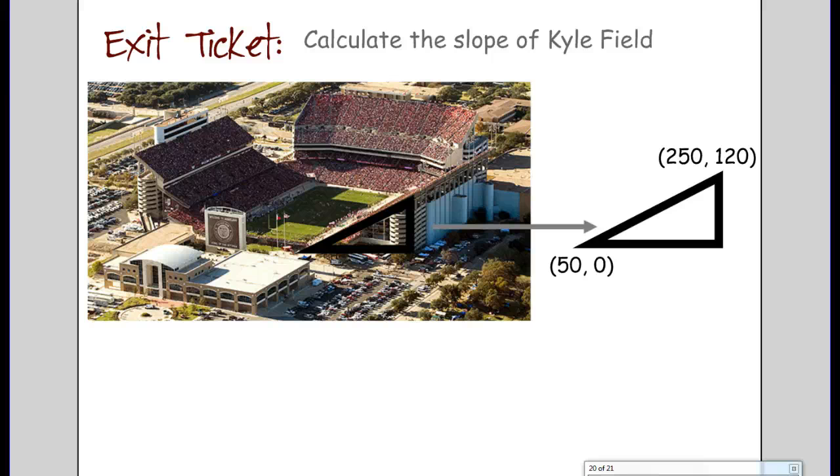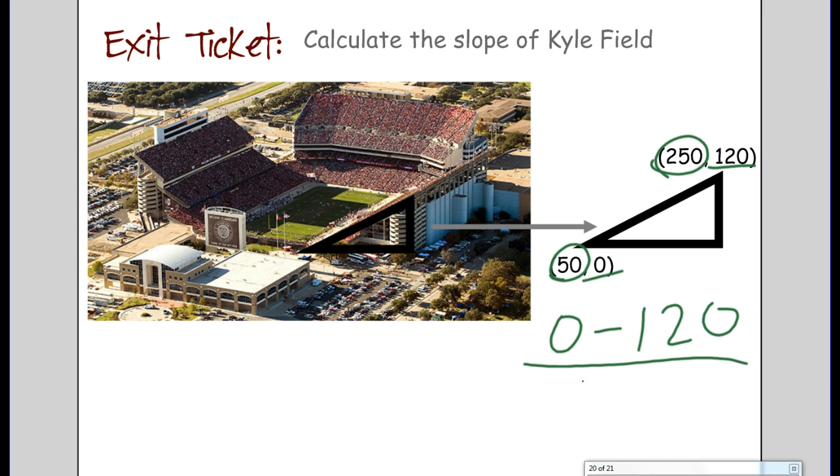Was that homework or no? Yeah, well, delta y, okay. Circle your x's and underline your y's. Is it 3/5? Yeah, well, we're not going to yell any answers out. 0 minus 120 and 50 minus 250. Or you could do it the other way if you want to be positive.